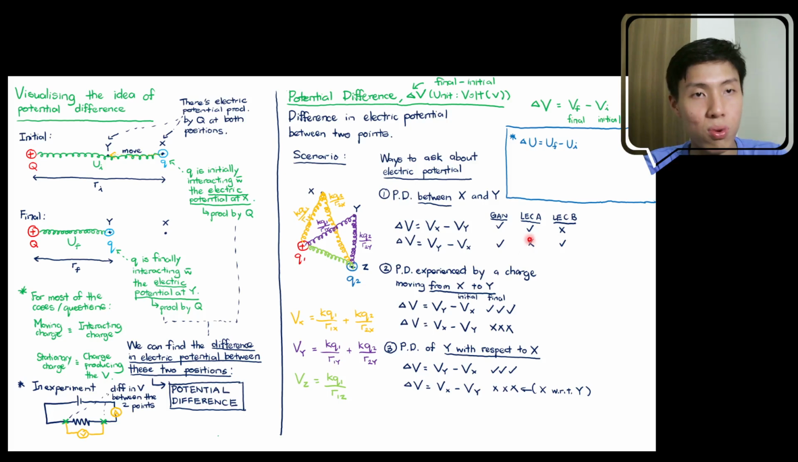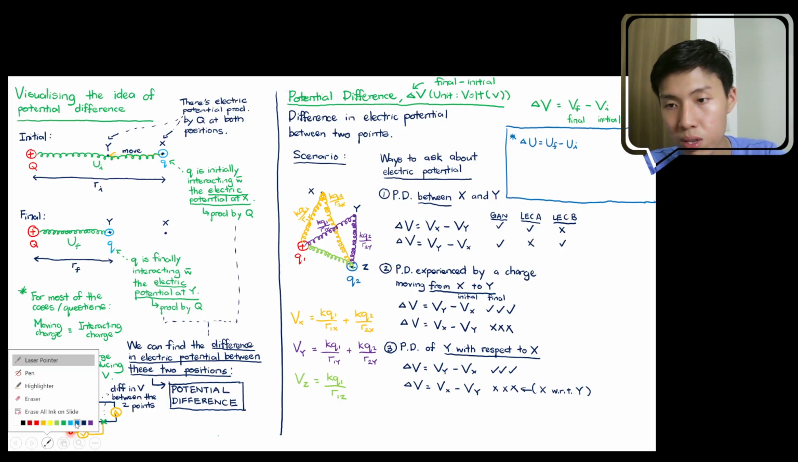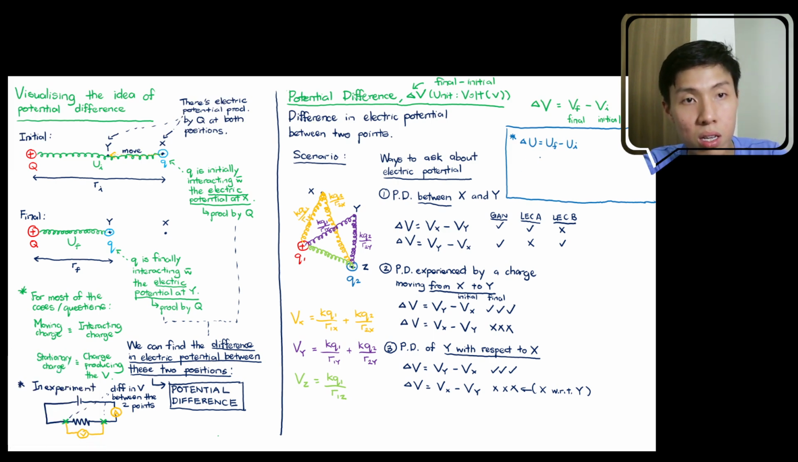So what I can do is change this equation to QV final minus QV initial. I don't need to differentiate final Q and initial Q because it's usually the charge Q moving from an initial point to a final point. So you take Q, the interacting charge, multiply by the final position's electric potential, minus the same interacting charge multiplied by the potential at the initial position.